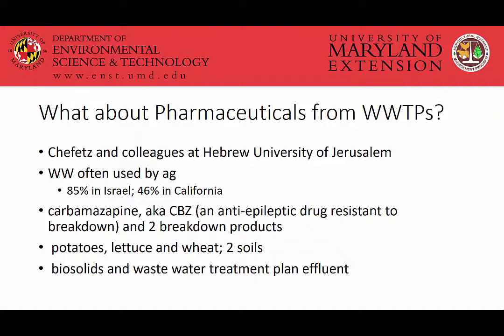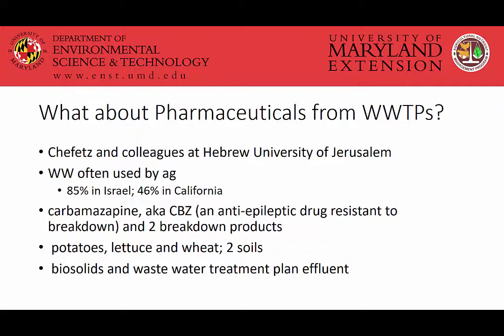And this is an issue for many people across the world. In Israel, it's a semi-arid climate. They use 85% of their wastewater effluent on crops. Okay, but in California, we use 46%, and we get a lot of our fruits and vegetables from California. So this is just as much an issue for us as it is for them.